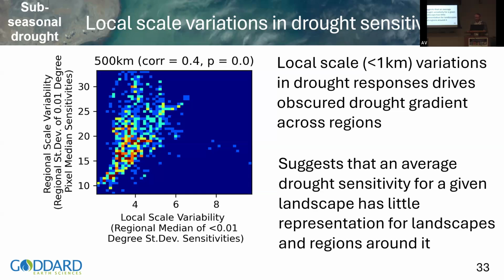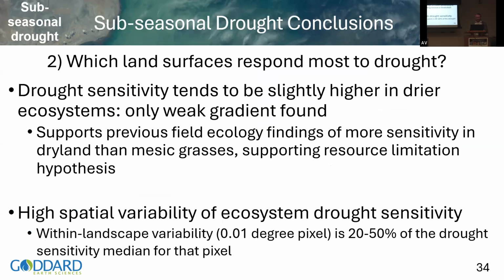This is kind of what this result is saying. So going back to the original answer here, I don't have as nice and clean an answer as for the first question. This one, which land surfaces respond the most to drought? Okay, there's a weak gradient. Drought in Arizona might have more bearing on vegetation there, but there's so much variability across field scale studies and satellite pixels that I'm not sure this is a very predictable process.